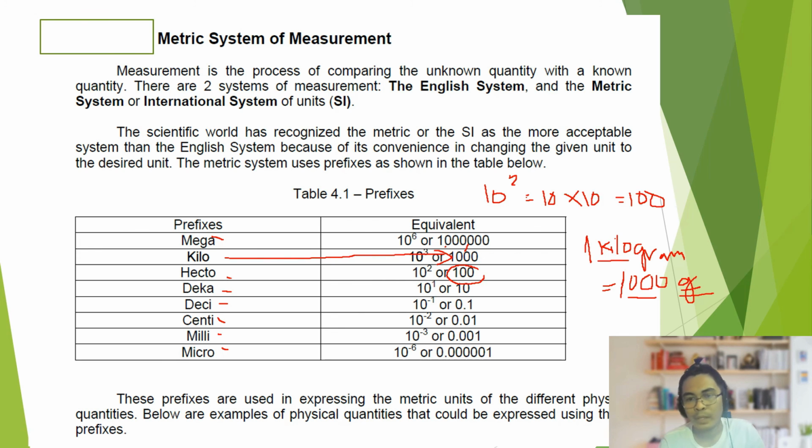Okay? So, for example, meron tayong 1 hectogram, that is just 100 grams. Okay? So, for example, 1 megagram, that is 1 million gram. So, that's the logic in that case.